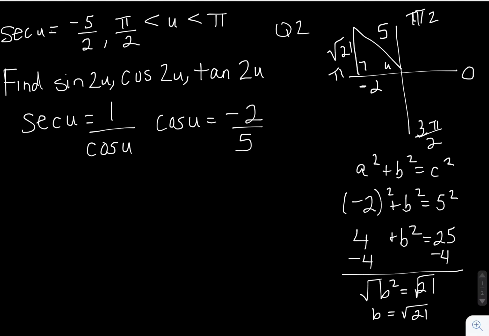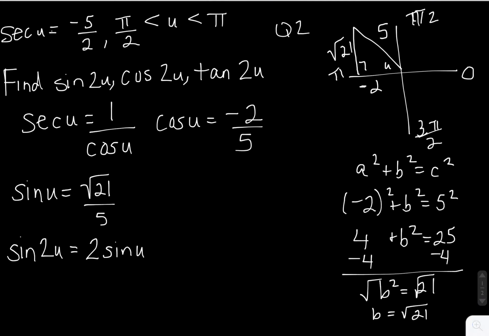All right, now that we have this information, we know the cosine. Let's find the sine. So sine of u is what? SOHCAHTOA tells us it's opposite over hypotenuse. So that would be square root of 21/5. Okay, so let's move on to find our first double angle formula. So sine of 2u would equal, according to our formula, 2 sine u cosine u. So that would be 2 times, what is sine of u? The square root of 21/5.